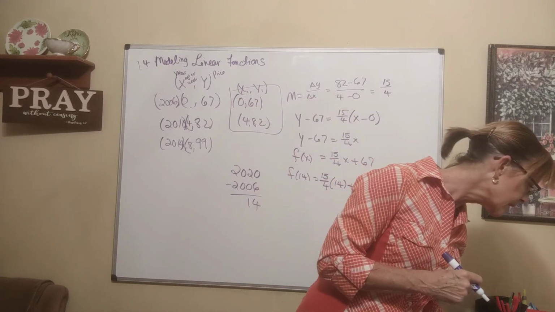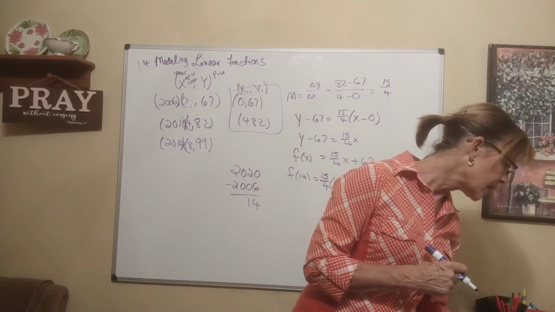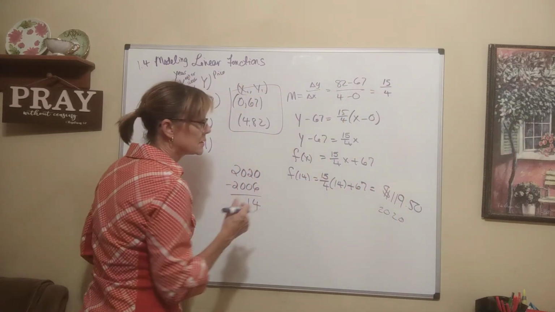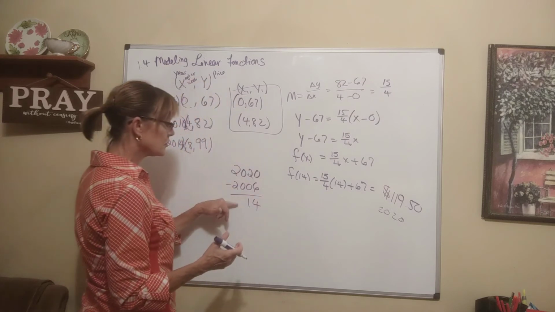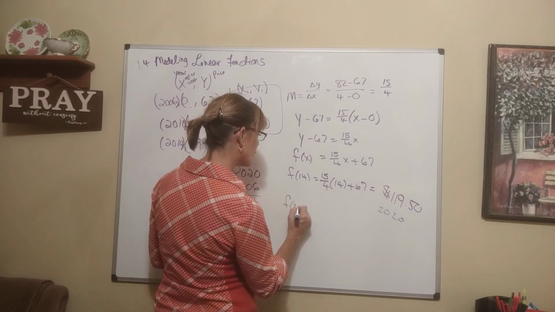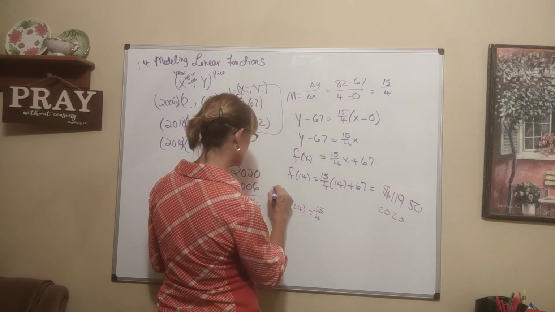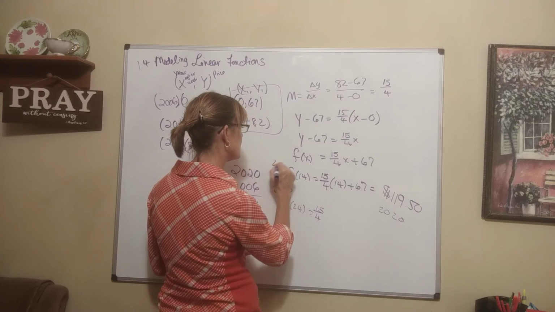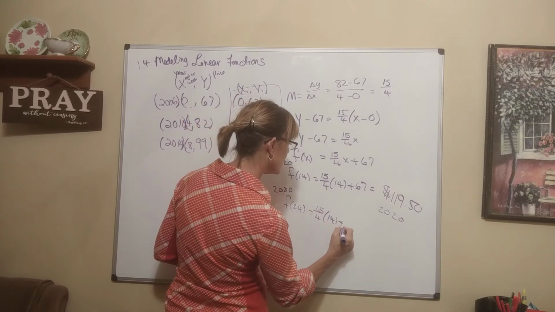Let's see, do you think the ticket price will reach $200 by 2030? Why or why not? Use data to make your decision. So let's just see. 2030, how many years after 2006 would that be? That would be 24 years. So what is f of 24? That'd be 15 over 4. So this is what we say in 2030 the ticket price would be.